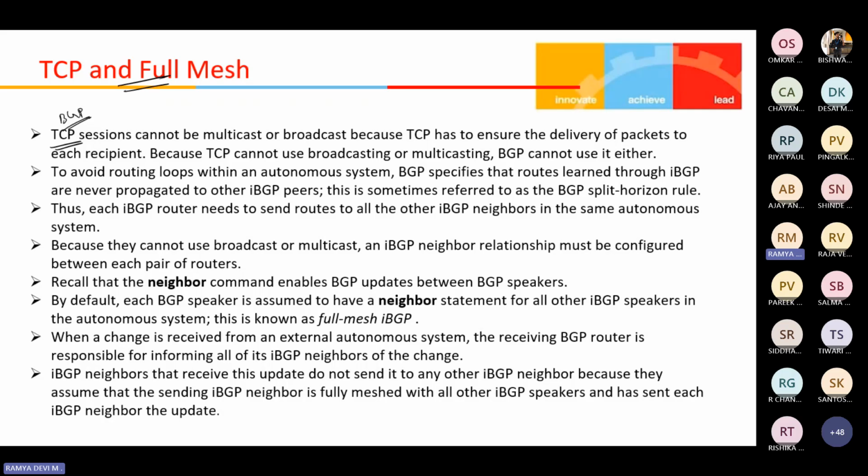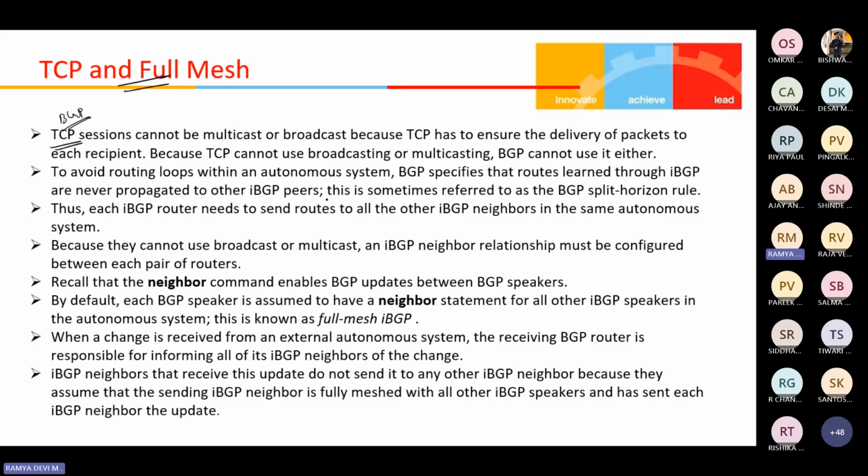If there are multiple paths to be updated, multiple update messages have to be shared, but only as unicast messages, not multicast messages. Whatever routes are learned from an IBGP peer cannot be advertised to another IBGP peer. This rule will prevent routing loops inside the autonomous systems.